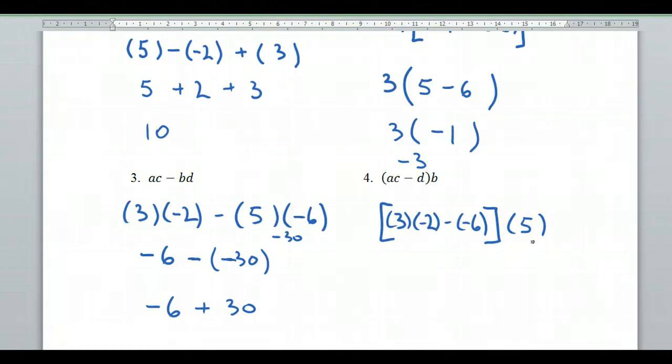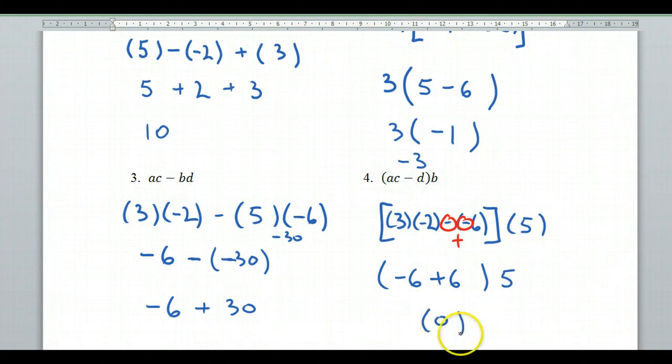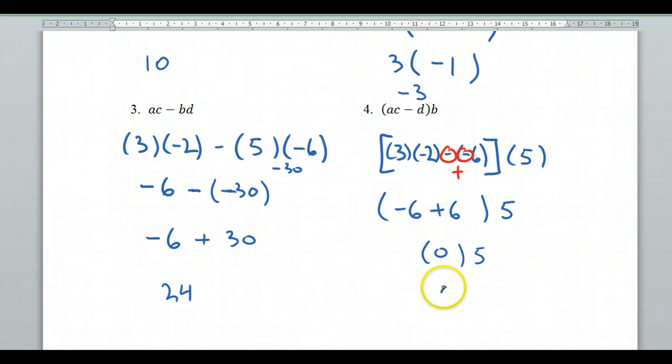Okay, let's go ahead and do this one. So I'm going to write the bracket here, and I'm going to put the 5 on the outside, because I'm going to do whatever's inside the bracket first. Okay, so 3 times -2 is -6. And now again, be careful here with these two negatives, because they're going to make a positive. So that's going to become +6. Okay, and now I have -6 plus 6. Well, that's going to become a 0. 0 times 5, well, anything times 0 is going to be 0. So our answer is going to be 0.